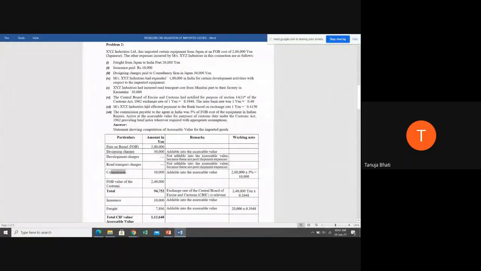Commission, they have given 5% on FOB cost. Now students, 2 lakh is the FOB, and 5% of 2 lakh is 10,000 yen. So you're going to write 10,000 yen. So the total FOB value for the customs will come to 2 lakh 40,000. When you add all this, it comes to 2 lakh 40,000.